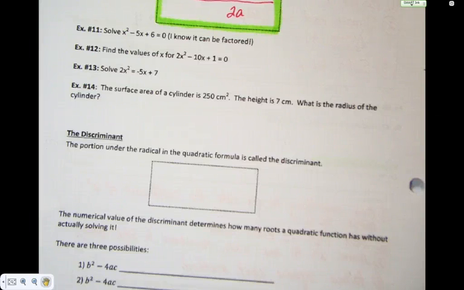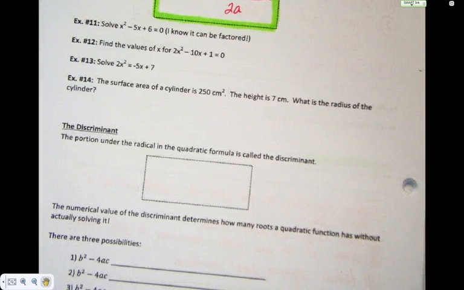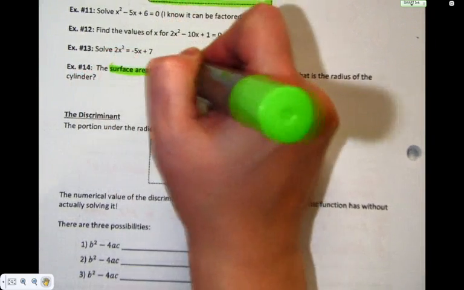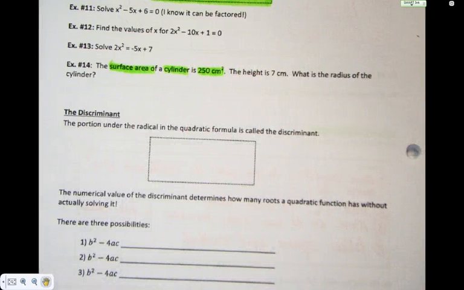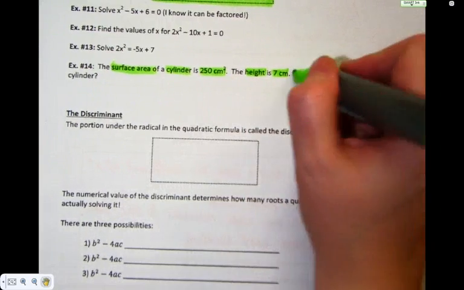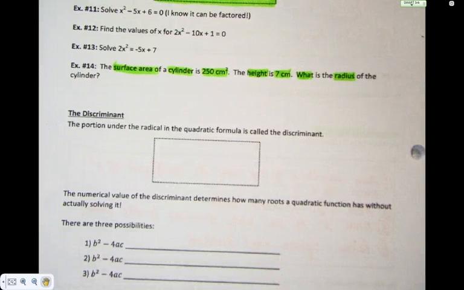Look at 14, the word problem. Read to understand. So you probably caught surface area, you probably caught cylinder, and then you got bored. So now let's read to understand. Surface area, 250. 7 centimeters is the height. And what radius? If I've got cylinder done once, I might not do it again, but you could certainly highlight it again.